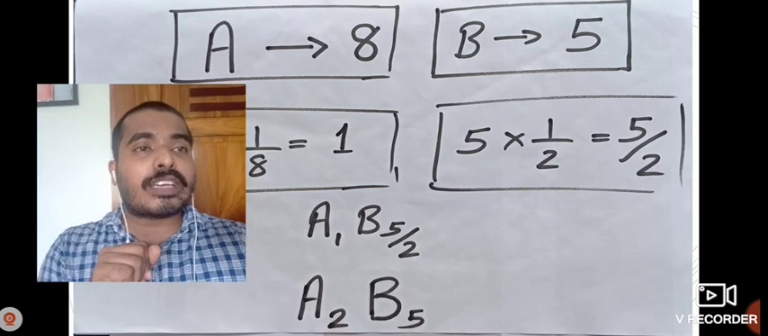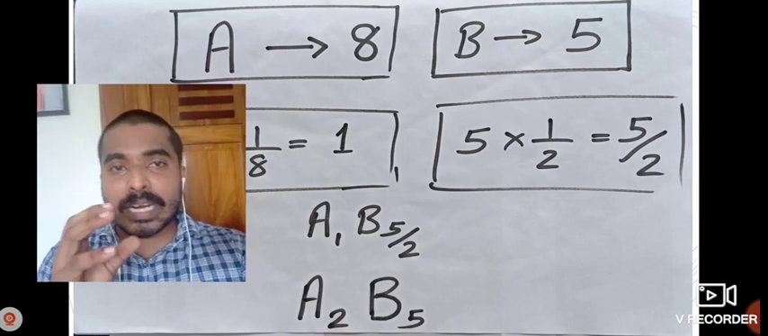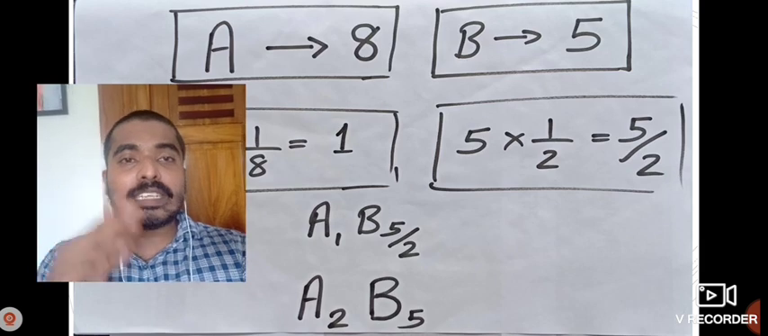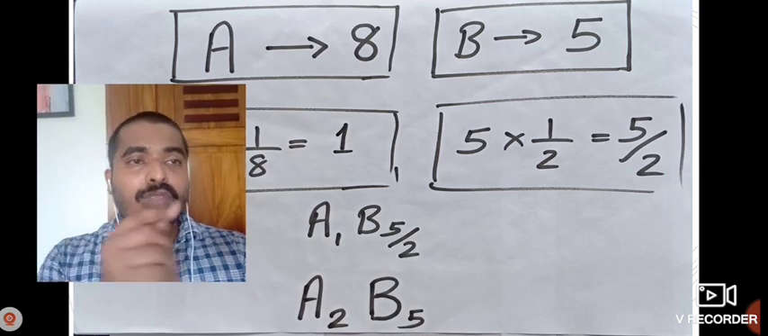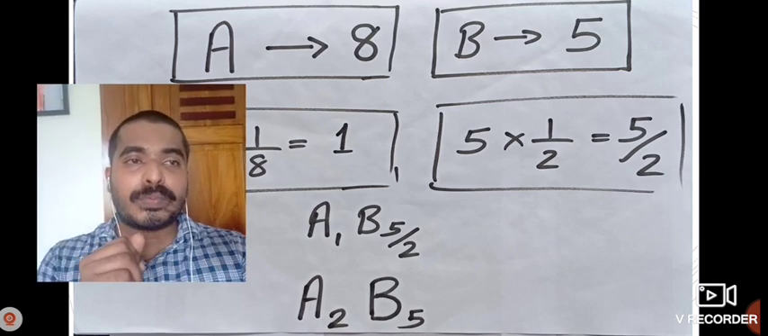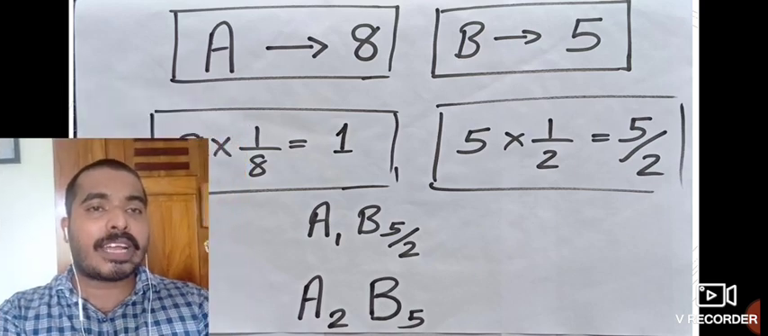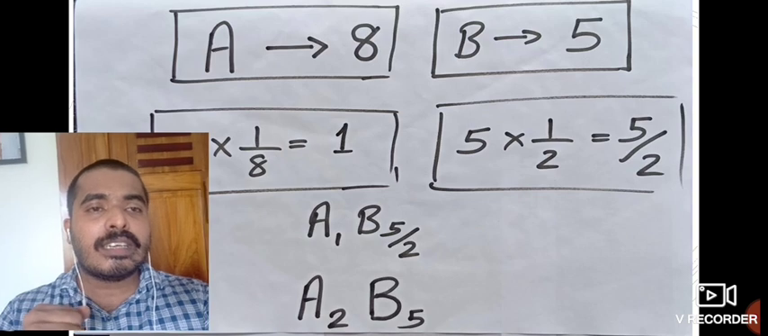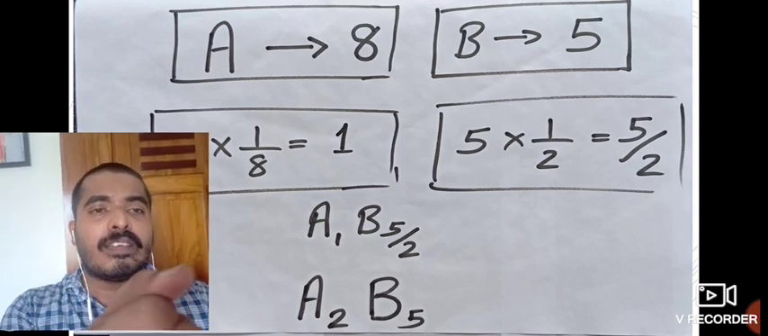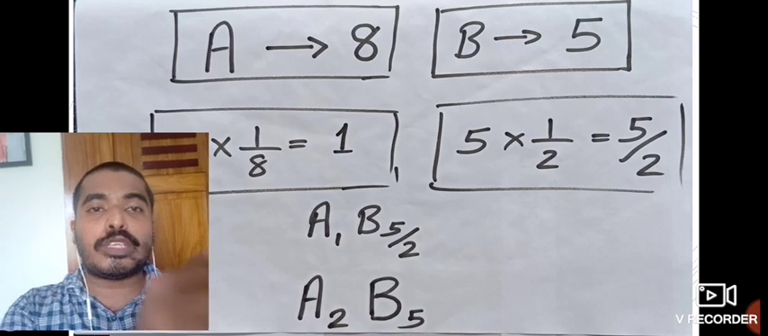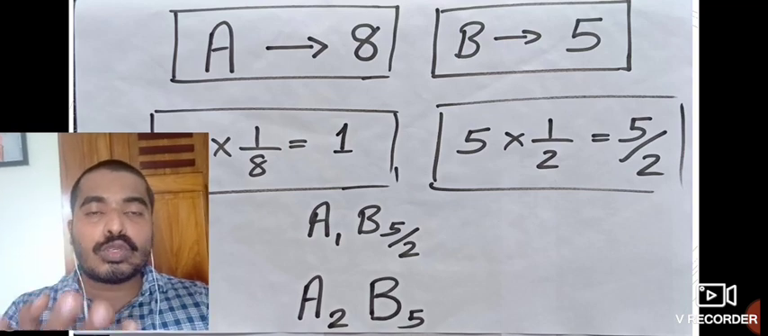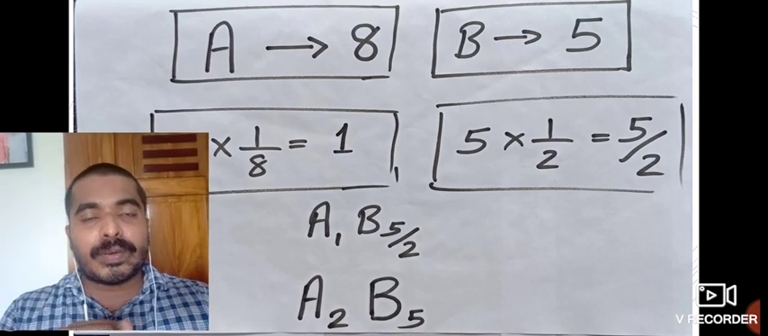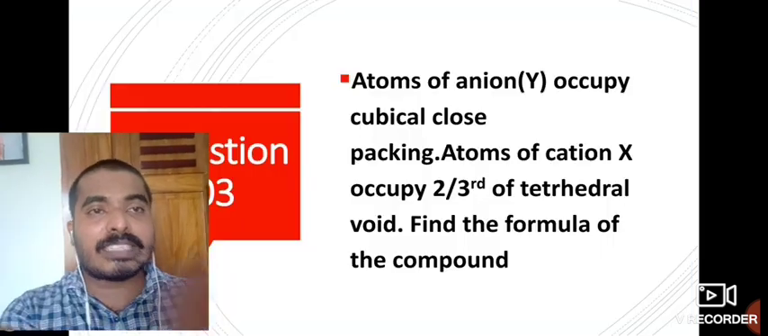Now focus on the effective number of B. B means particle at face center. Particle at face center is shared by 2 unit cells. So 5 into 1 by 2. Answer is 5 by 2. So we will write A1 B 5 by 2. How will you simplify it? Multiply with 2. It will become A2 B5. To avoid that fraction, we multiply with 2. So formula is A2 B5. Okay. We are not wasting even a single second.